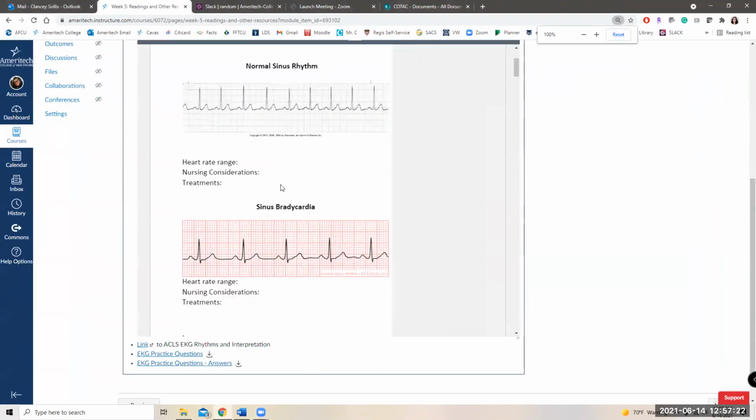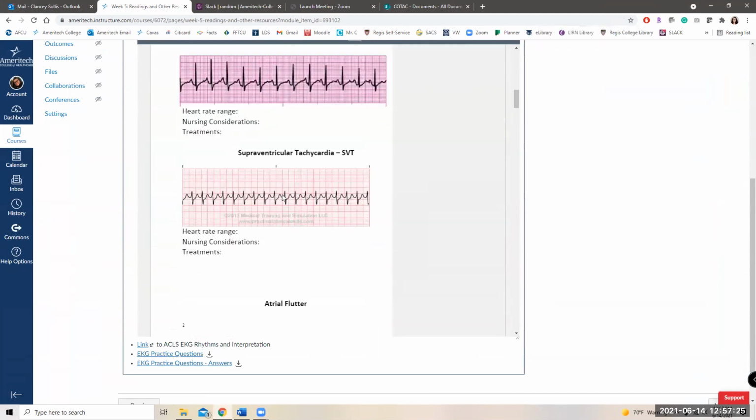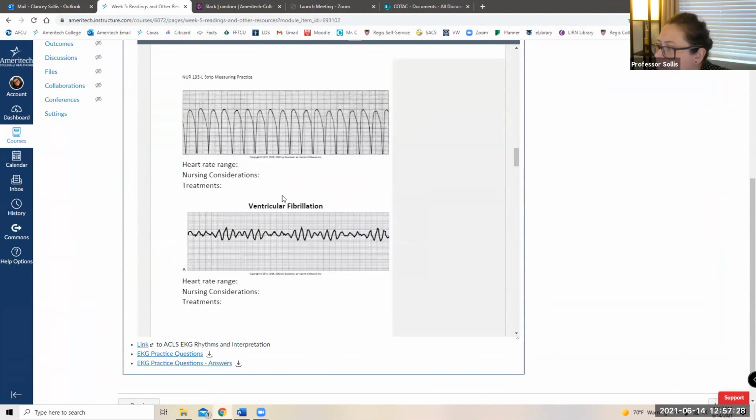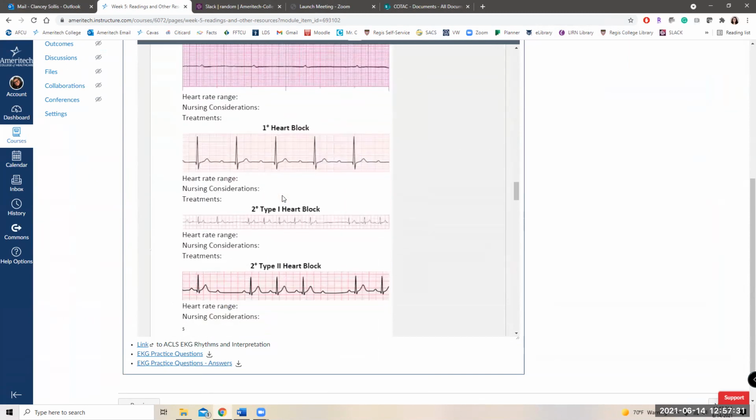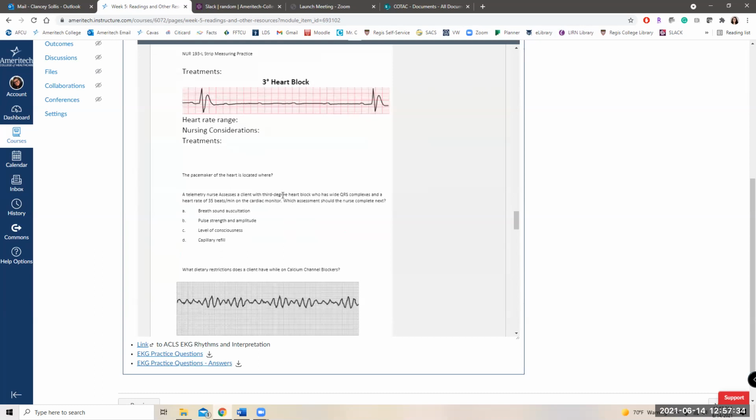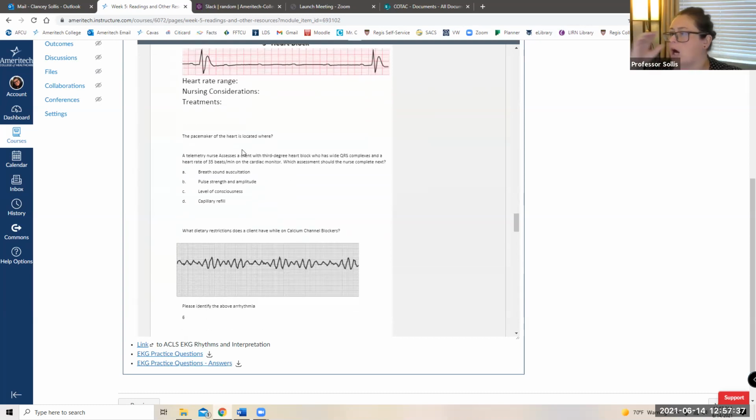Okay. So if you scroll down, I think there's questions at the bottom. That's more what you want. I just want to make sure I was doing them correctly. Okay. The pacemaker of the heart is located in the SA node. That's the primary pacemaker of the heart. A telenurse assesses a client with a 3rd degree heart block at 35, which assessment should the nurse complete next? Breath sounds, pulse strength and amplitude, level of consciousness, cap refill. I would say airway first because it's airway, breathing, circulation first. So I would go with A on that one.